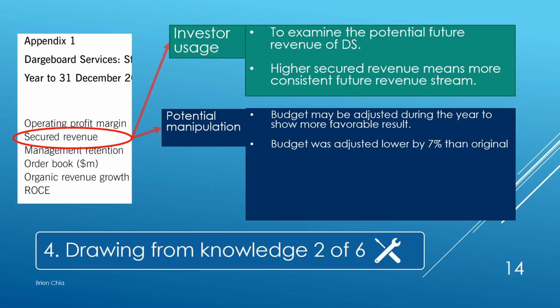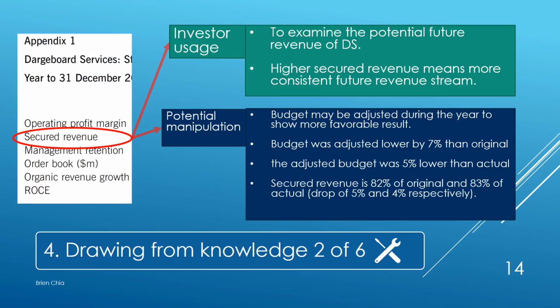So the budget was adjusted 7% lower than original, and I've added some calculations over here. The adjusted budget was 5% lower than actual. This is just some observations. Secured revenue is 82% of the original and 83% of the actual. I think compared to what was reported, which is about 88%, that is quite a lot of difference. We're going to talk about this when we answer the question.